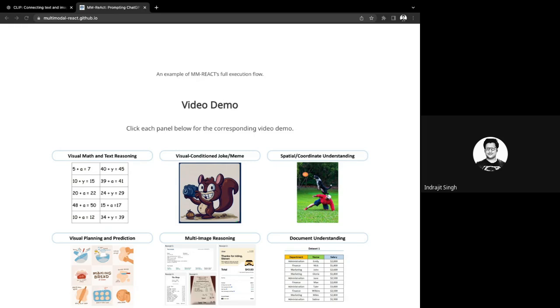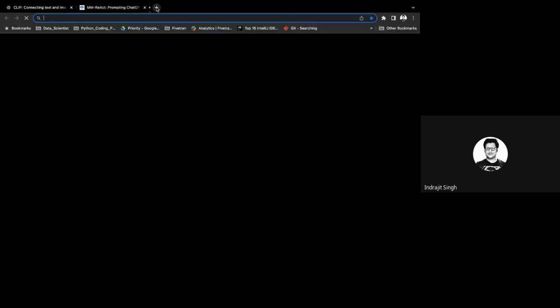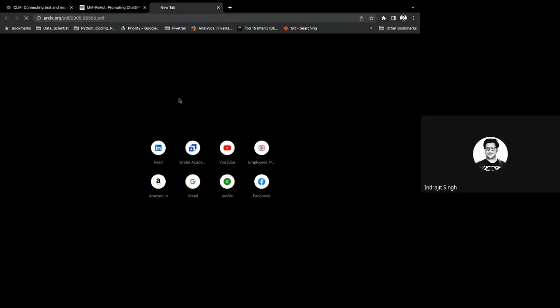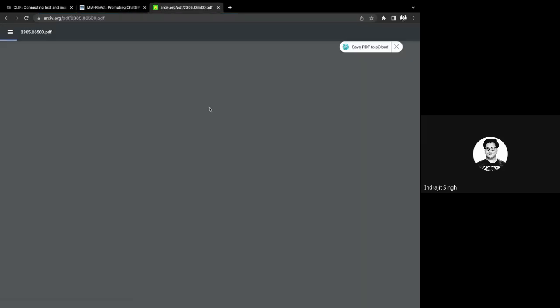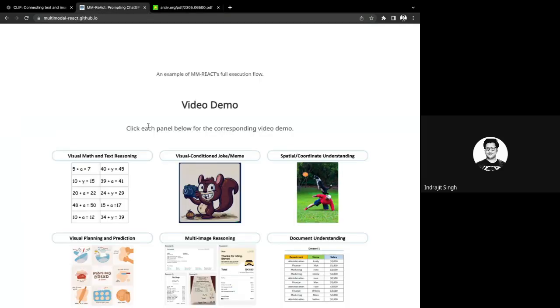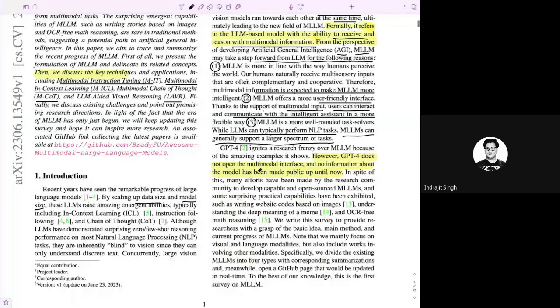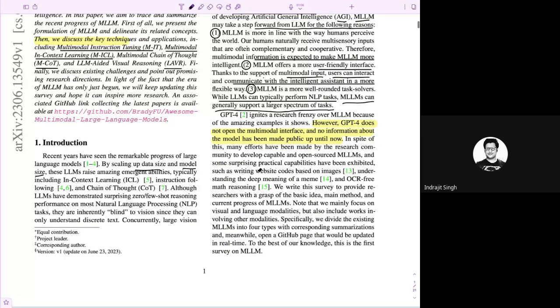Now, I was talking about this Instruct BLIP, which came from Salesforce Research and was jointly made by them. So let me just quickly get that paper here. Let it load. I'll come back. I'll take a pause if any questions here.